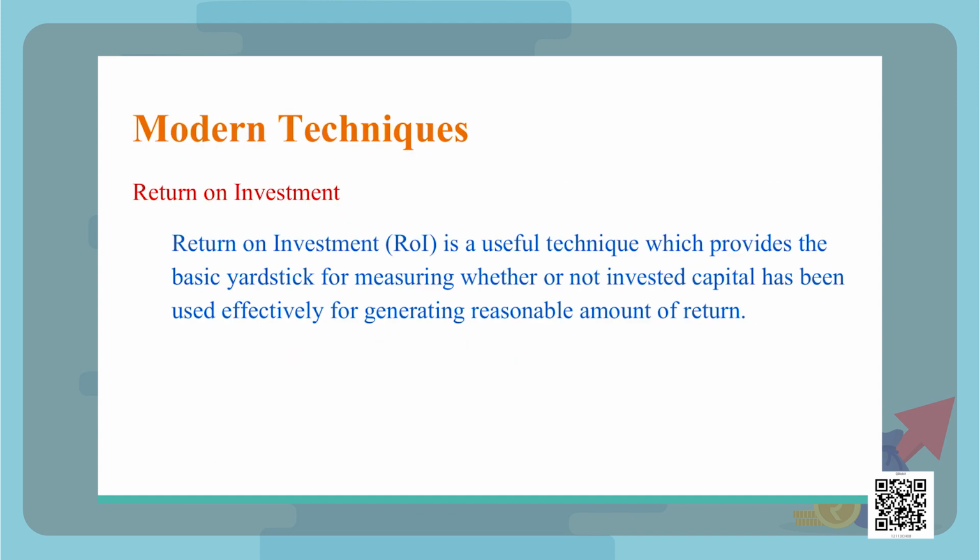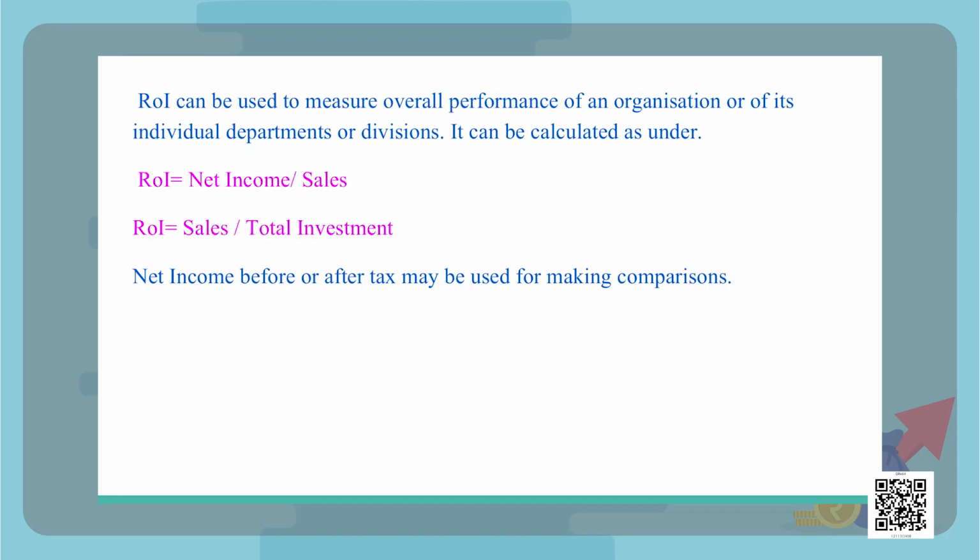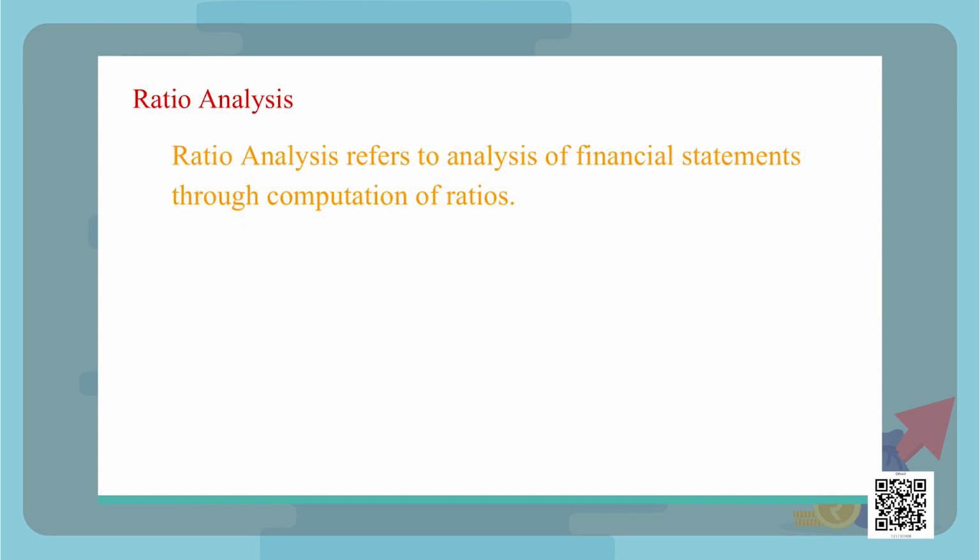Now, let us discuss modern techniques. The first modern technique is return on investment. It is a useful technique which provides the basic yardstick for measuring whether or not invested capital has been used efficiently for generating a reasonable amount of return. So, return on investment can be useful for calculating the performance of an organization according to individual departments or the organization as a whole. The formula for calculating return on investment is net income upon sales or sales upon total investment. Then we have ratio analysis.